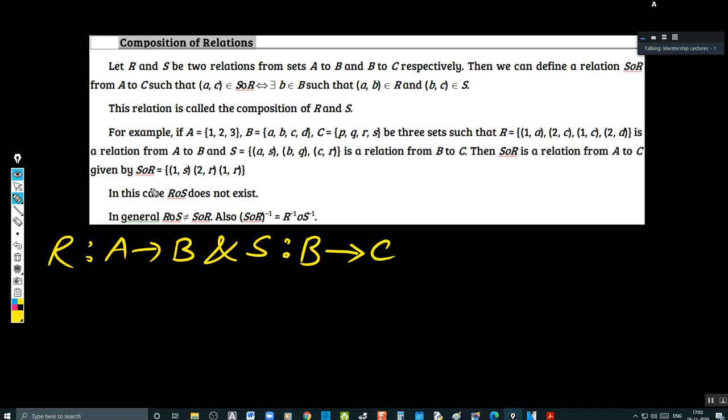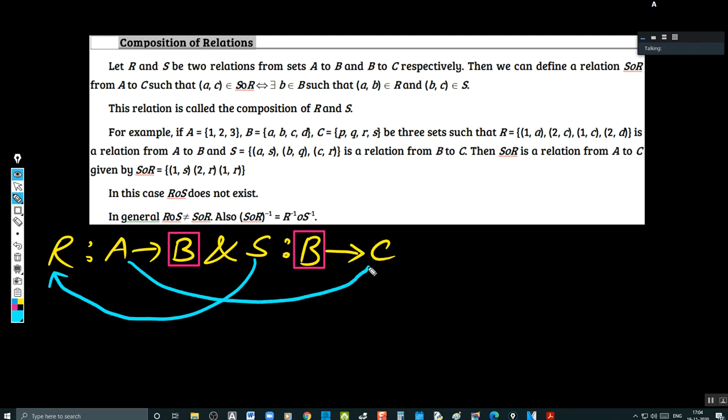What is the technique I taught you while writing the composition? While writing the SoR composition, from right to left you move, and see whether the range of the first relation is the domain of the second relation or not. Yes, it is there. Then simply moving from S to R, you continue the direction from A to C by removing C. That's it. Okay, here it is possible.